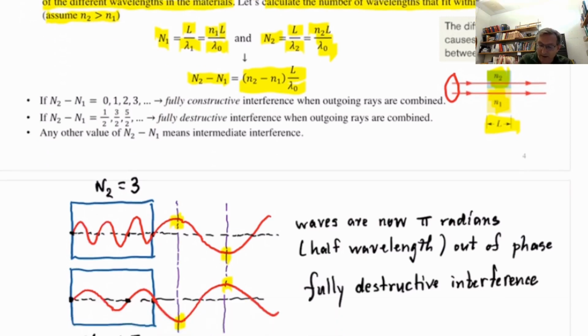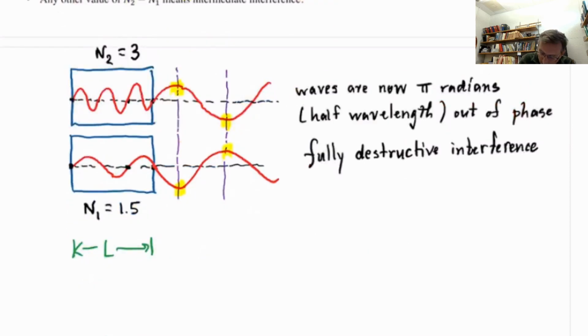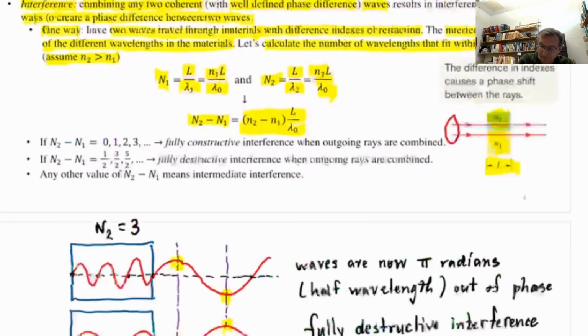So if I did that down here for my drawing, of course, that would mean big N2 minus big N1 is 3 minus 1.5, which is 1.5. The difference in the number of wavelengths is 1.5. So here's the rule of thumb. If that difference in the number of wavelengths that fit, big N2 minus big N1, is a plain old simple integer, including 0, 1, 2, 3, then you will have the waves lined up crest to crest. And so when you combine them, you'll get fully constructive interference when the outgoing rays are combined.